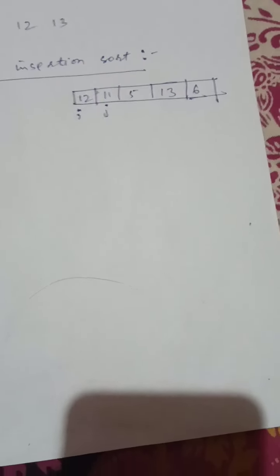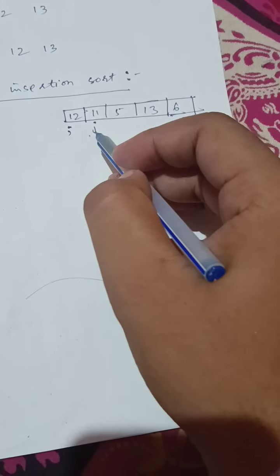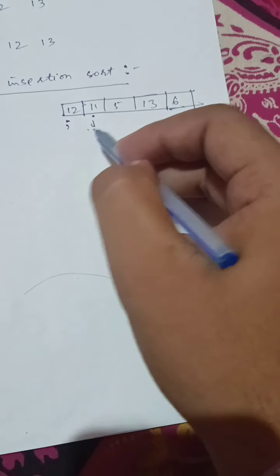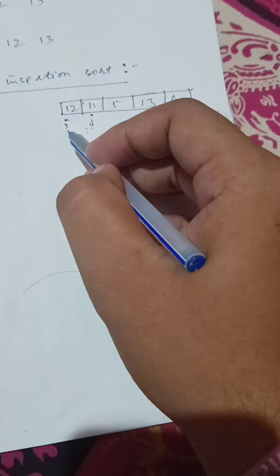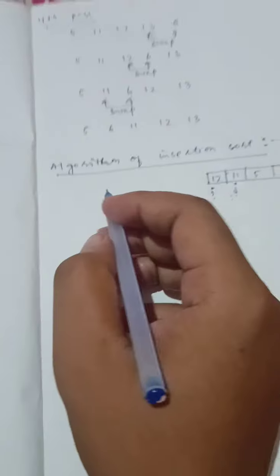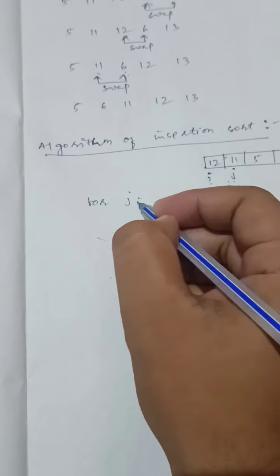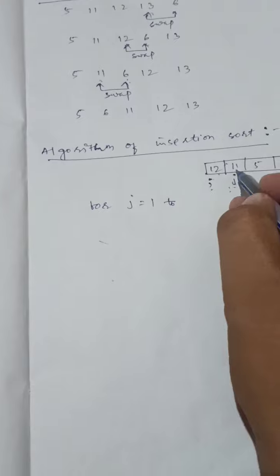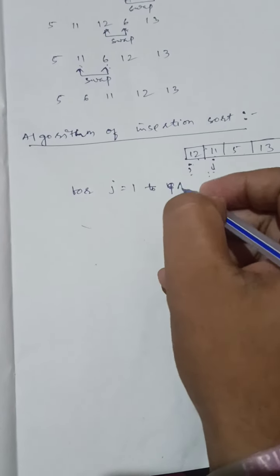So when we do the insertion sort, we have to move j from index 1 to 4, and index i from 0 to 4. So we have to run a for loop for that: for j equals 1 to, let's say, a dot length.